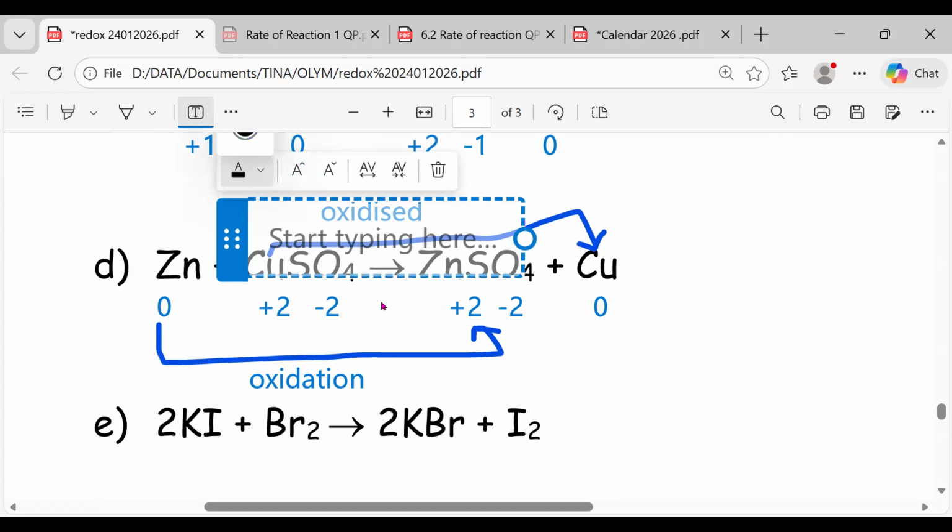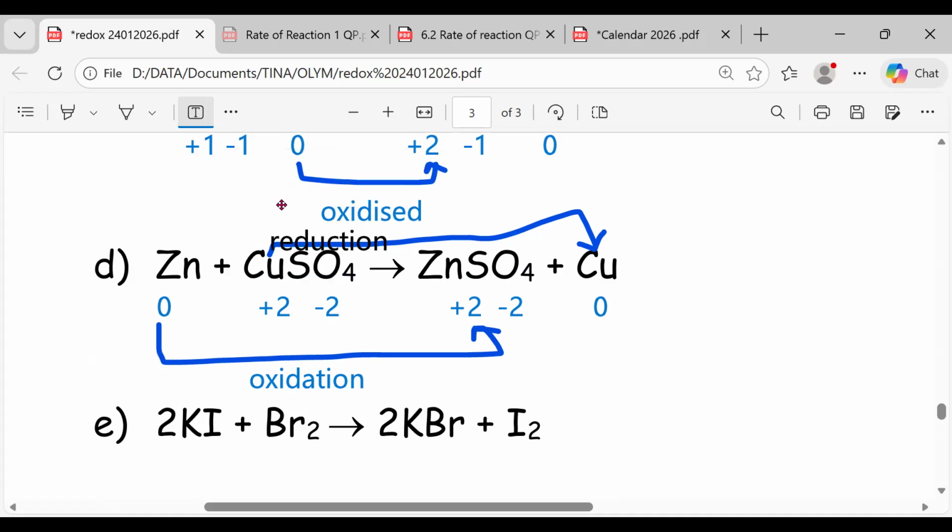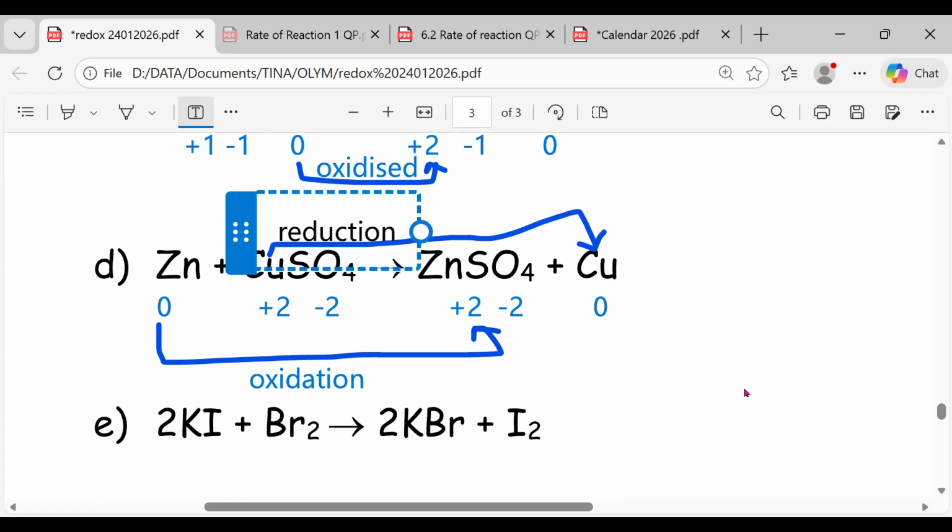Now I know it. Only the one aspect, not the whole thing. This one, positive 2 to 0. Can you see? Yes. So let me redo the last one. Okay, you do the last one.